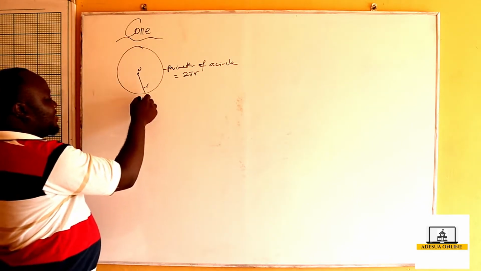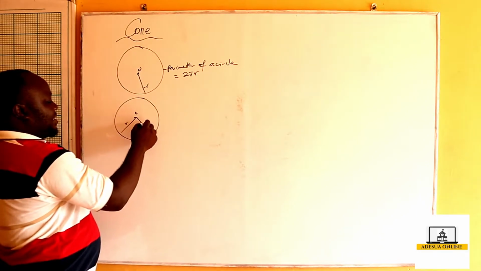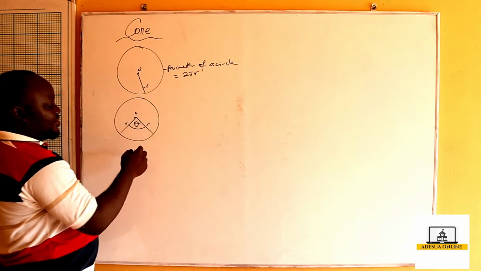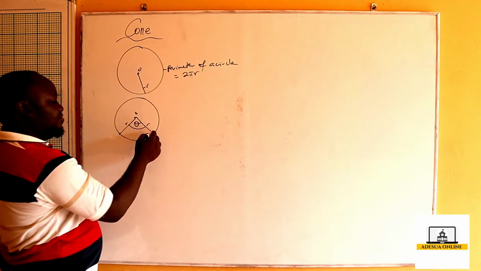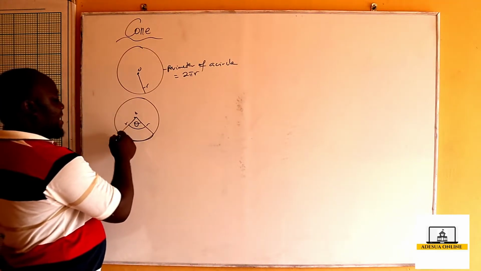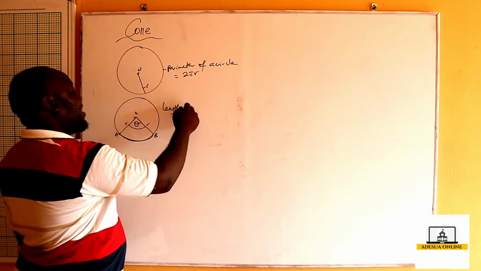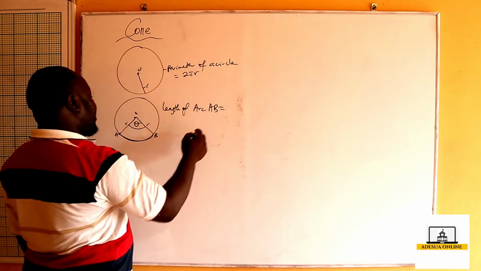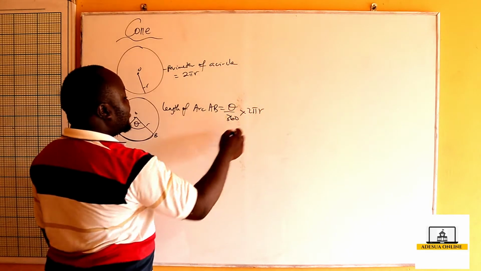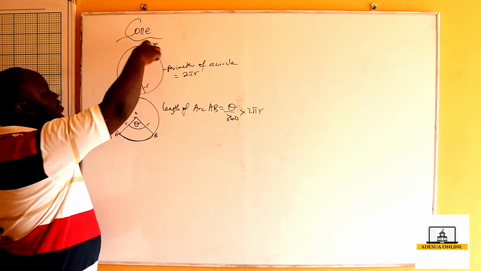So if I should take a sector off, with radius r, let's say this angle is theta, and I want to find the length of an arc, which we learned in our previous lesson when we were doing mensuration 1. We said that if this is A and this is B, the length of arc AB will be equal to theta over 360 times 2 pi r. This will give us the length of this arc AB. And if you want the length of a whole circle, it is 2 pi r.